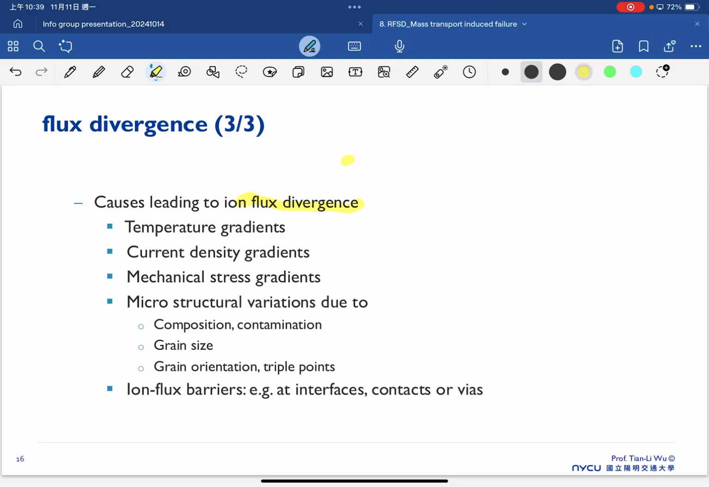So there can be several possibilities: temperature, current density, mechanical stress, and also sometimes the materials, especially the interconnection material or the junction between the interconnection line and the semiconductor. Therefore, the composition, contamination, grain size, grain orientation, and sometimes the barriers. The barriers are mainly between your interconnection line, your metal line, and your semiconductor surface. We always put some barrier here. That also will cause certain flux divergence.